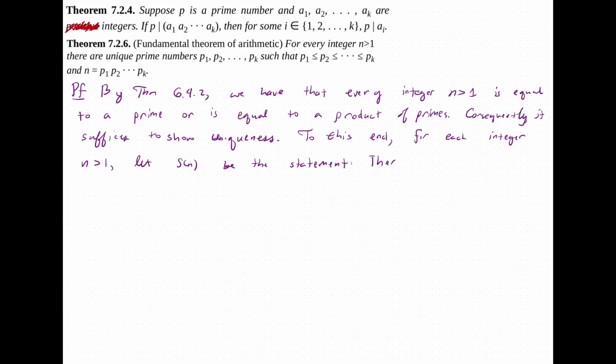And so the statement is there are unique prime numbers p sub j such that n is equal to p1, p2, all the way until we get to some p sub k. Now, notice that in the way that I'm writing this, it's slightly different because I'm not doing the ordering. I'm going to come back to the ordering at the very end once we establish that we have a unique factorization. So we proceed by strong induction.